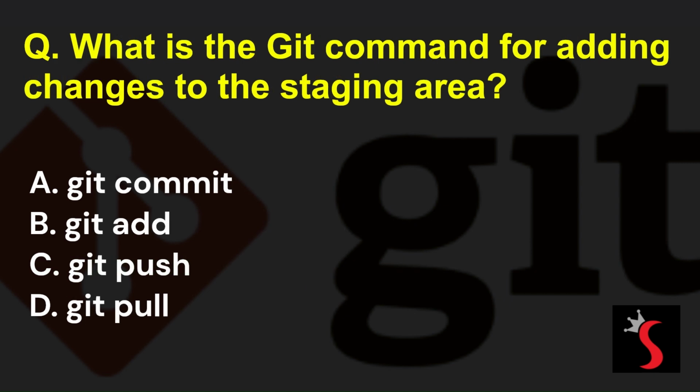What is the git command for adding changes to the staging area? A. Git commit. B. Git add. C. Git push. D. Git pull.